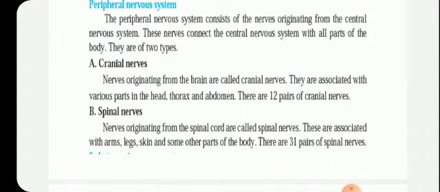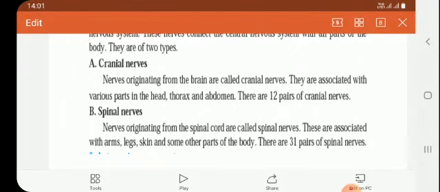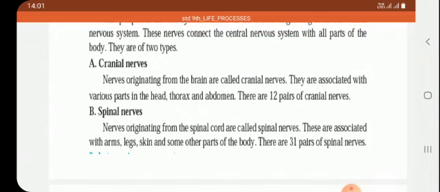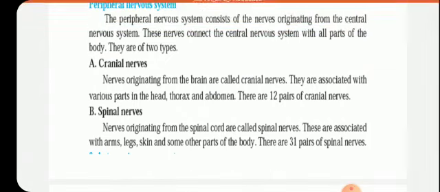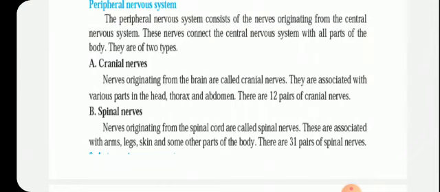Then next is spinal nerves. Spinal nerves originate from the spinal cord. There are 31 pairs of spinal nerves. How many pairs are there? 31 pairs, and these nerves are associated with our legs, arms and the skin. So these 31 pairs look after the working of our arms, legs, skin and some more parts. So this is all about the peripheral nervous system.